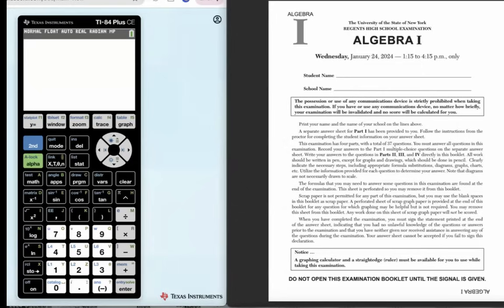We will use the TI-84 calculator to solve the multiple choice problems and the extended response problems on the January 2024 Algebra 1 Regents. I'll also share a couple tips around which question types will show up from this exam on the new Algebra 1 Regents. So grab a notebook and pencil and let's get started.